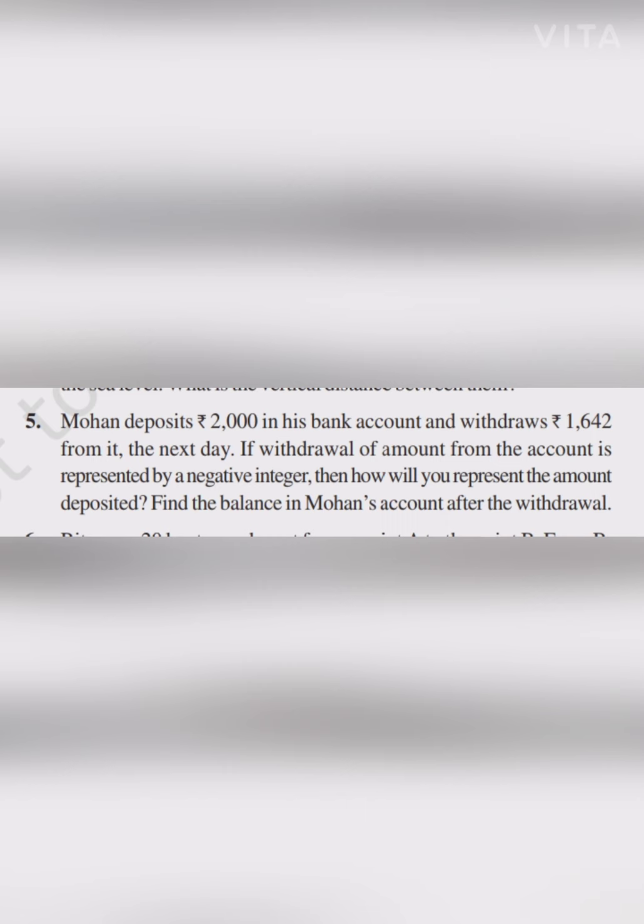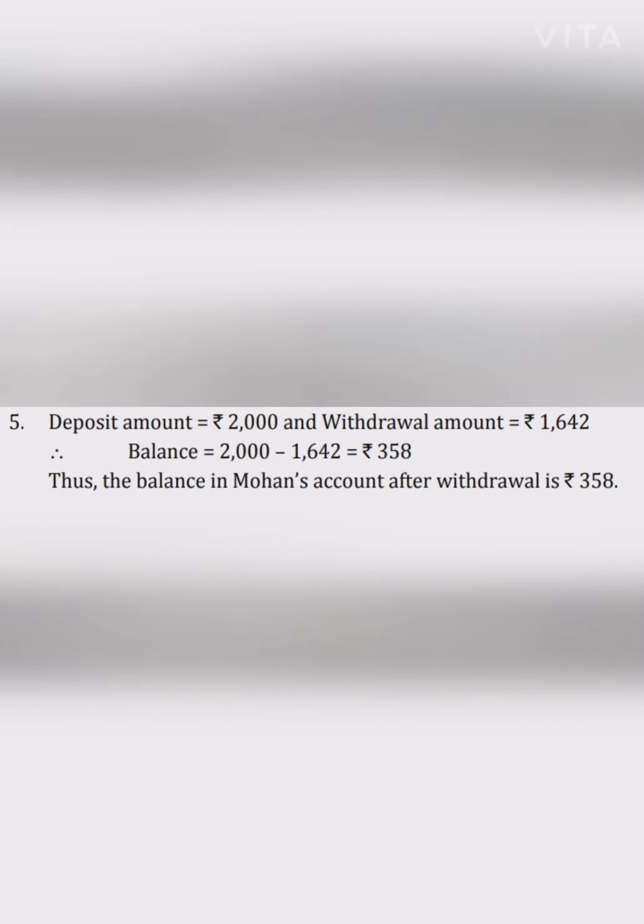Then how will you represent the amount deposited? Means that withdraws means loss, means like a loss, so minus sign. Deposit means our benefit, so plus. Find the balance in Mohan's account after the withdrawal. Deposit amount 2000 rupees and withdrawal amount 1642 rupees. Balance 2000 rupees minus 1642 rupees will be 358 rupees. Thus the balance in Mohan's account after withdrawal is 358 rupees.